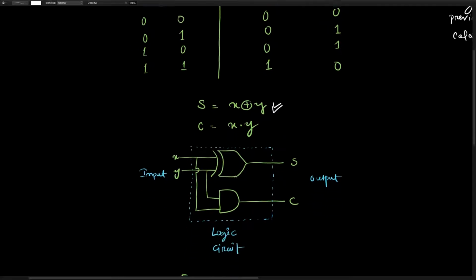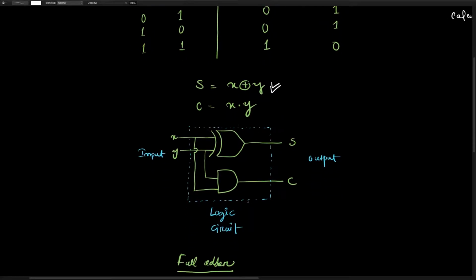I have also designed the logic circuit for that. x and y are the inputs; the XOR gives you the summation and the AND gate gives you the carry, because C is x dot y and S is x XOR y. So this is your half adder. It only adds two inputs.